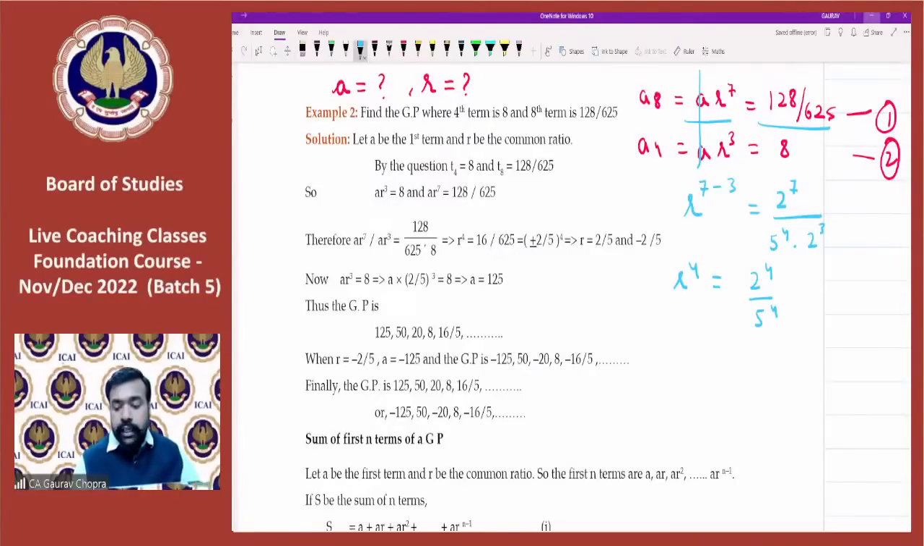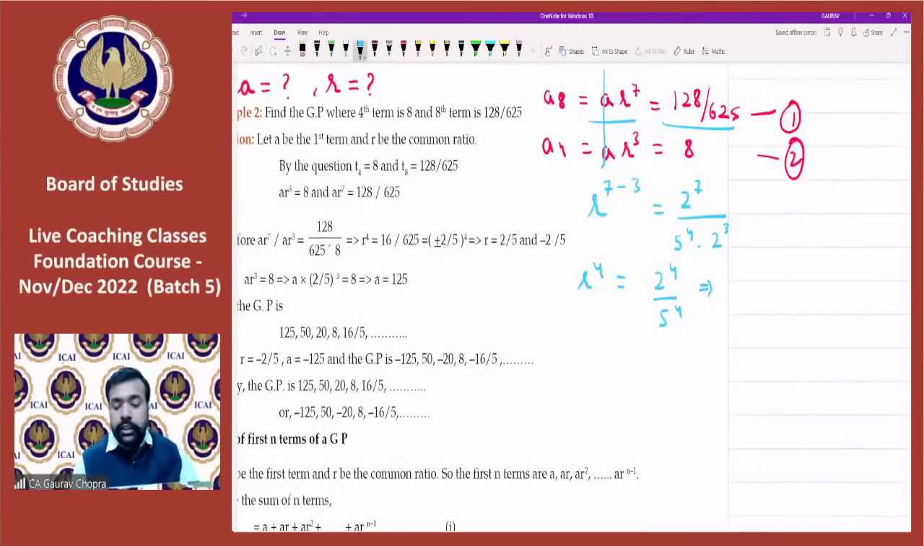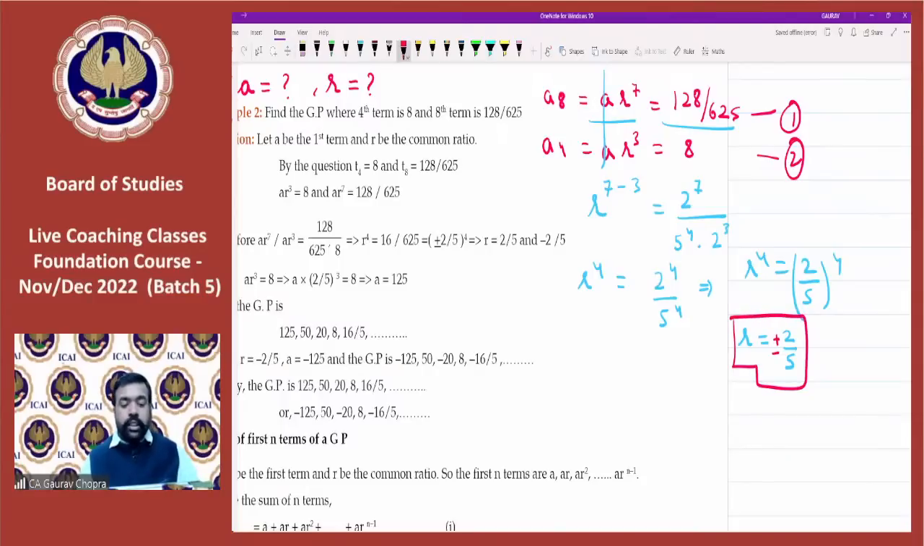So again we can see clearly that the powers are the same on both sides. So whenever the power is the same, then the base will also be the same. So what will be the common ratio? The common ratio will be 2 by 5. And since we are taking an even root, the sign can be positive as well as negative. So R, this ratio, can be positive 2 by 5 or negative 2 by 5.